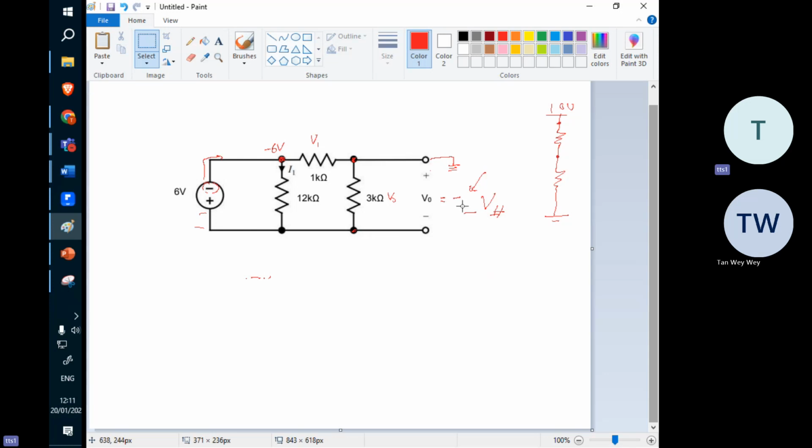So you need to look at... I give you the hints. You need to look at this point, this node, and I hope I'm giving enough hints to you.